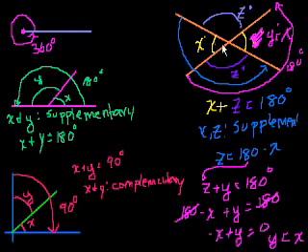And then opposite angles are equal to each other, right? This angle is equal to this angle. And then this angle is going to be equal to this angle for the same reason, because it's opposite.